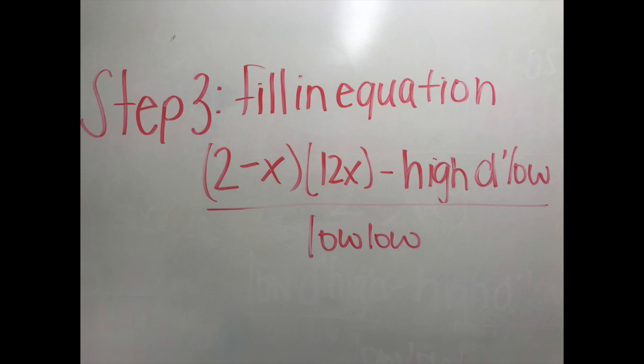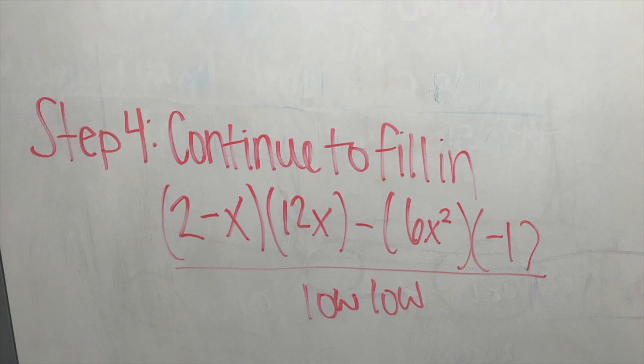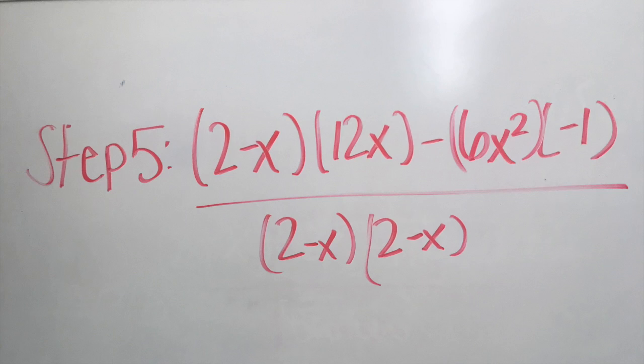So then we're going to move on to step 4 and continue to fill it in, which is the second half, your high times the derivative of your low. So now we have your high, which is given to us, 6x squared, times the derivative of your low, which is the derivative of 2 minus x, negative 1. And then we fill in our denominator, which is your low times your low, which is 2 minus x times 2 minus x.